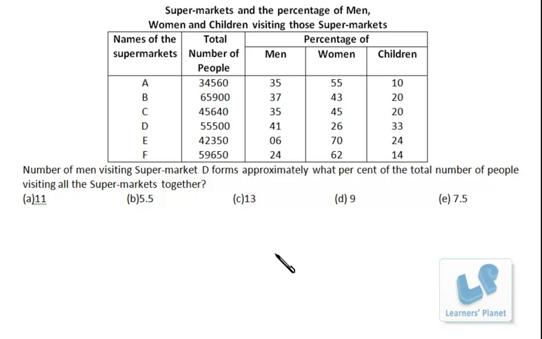Now friends, the problem is conceptually easy but a bit calculative, right? So let's take it. Number of men visiting supermarket D. So supermarket D is 5500 and men is 41%, right? Forms what percent of total number of people visiting all the supermarkets together? That means we have to find out this addition, right? This calculation, this plus this plus this plus this plus this.